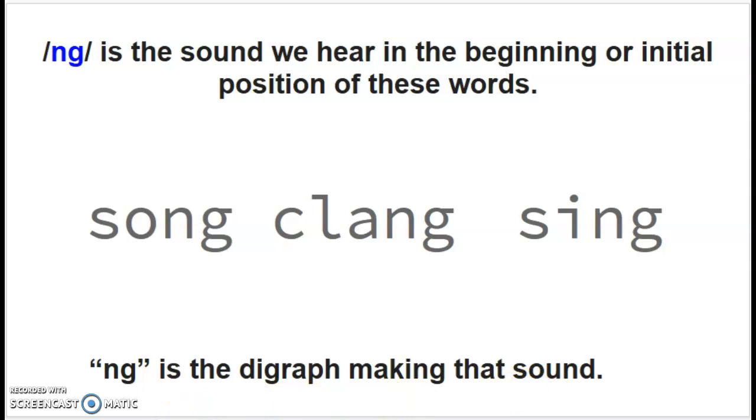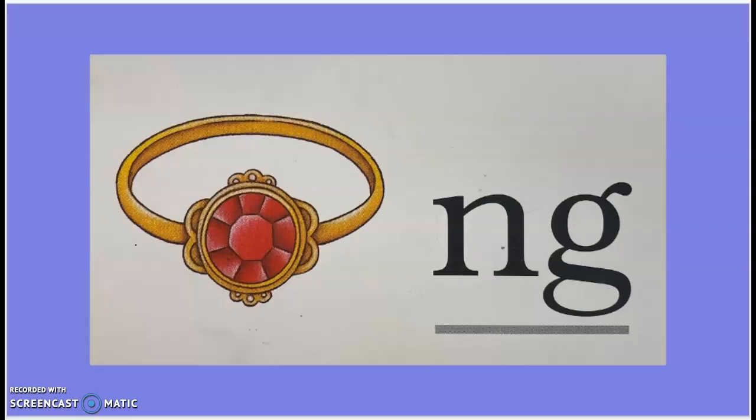Our new keyword for digraph ng ends in ng. See if you can guess it. This is something shaped like a circle. It can also be a circular band worn around a finger as jewelry. What do you think it is? Ring. When you see this card, say ring. The keyword ring helps us remember the ng sound because ring ends with ng.